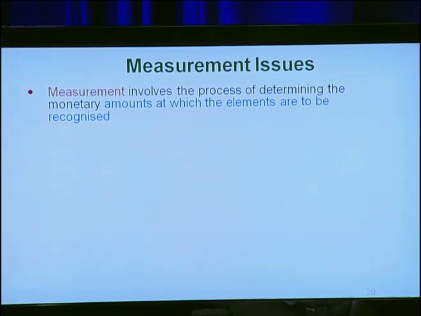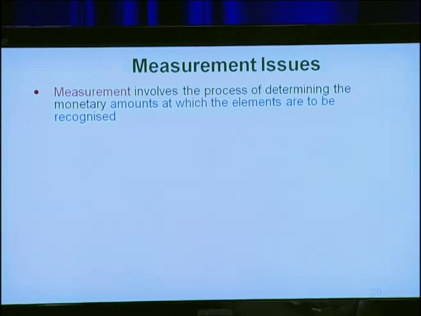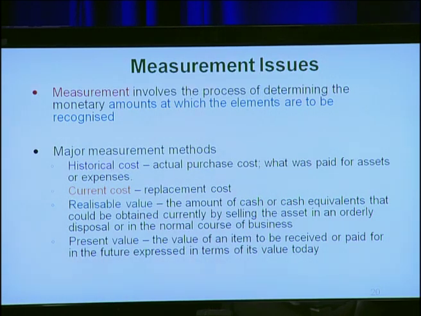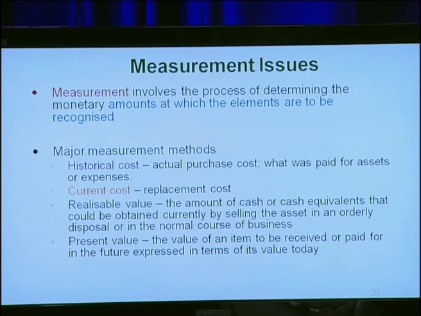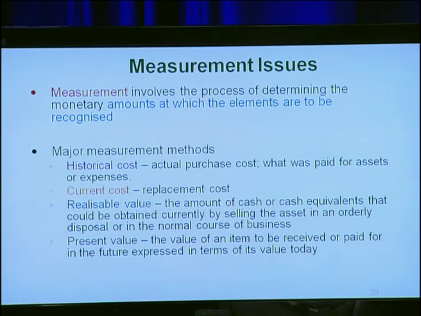Measurement involves the process of determining the monetary amount at which the elements are to be recognized. The major measurement methods: number one, we have historical cost; number two, current cost; number three, realizable value, and we also have the present value. So the first we have is historical cost. The actual purchase cost, what was paid for the assets or expenses, is considered as historical cost. And for this, I'll just provide you with the simple idea.